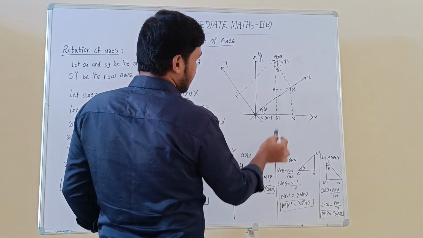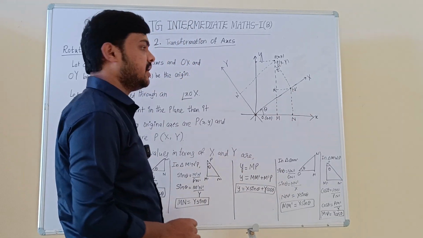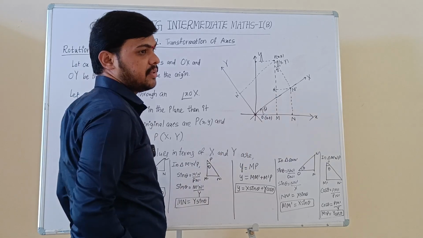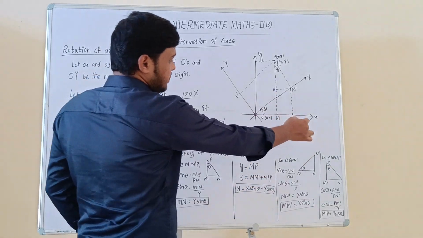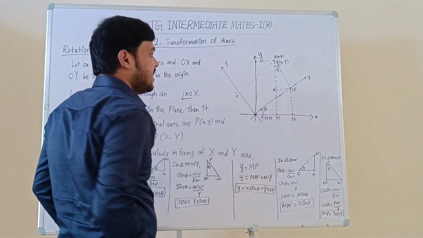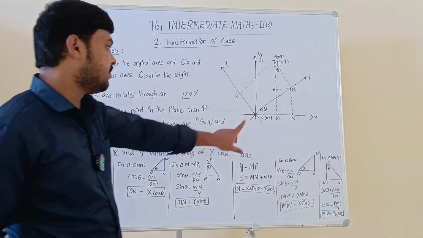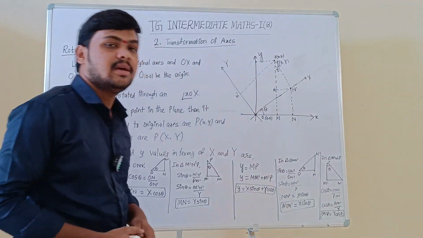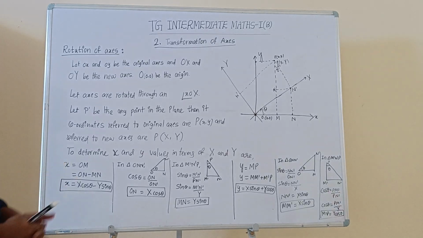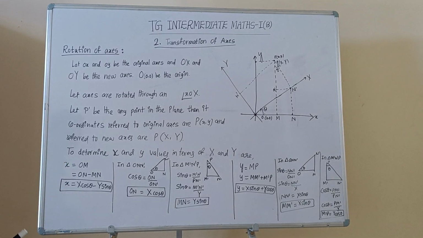This is N, and here we consider another point, N dash. Similarly we get M dash. Join M dash and N dash. So there is an angle theta formed, and another theta here. From that we write the rotation of axis equations.